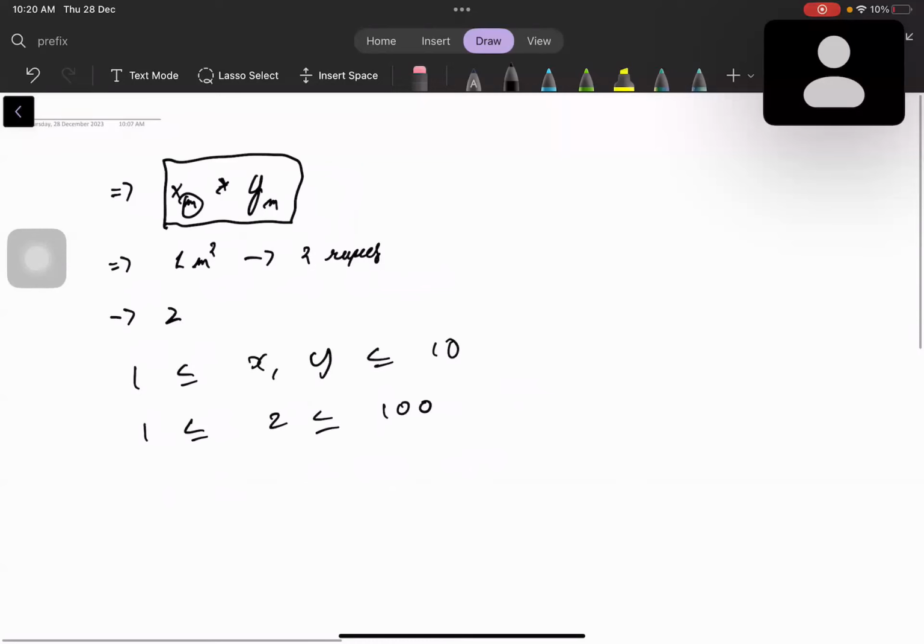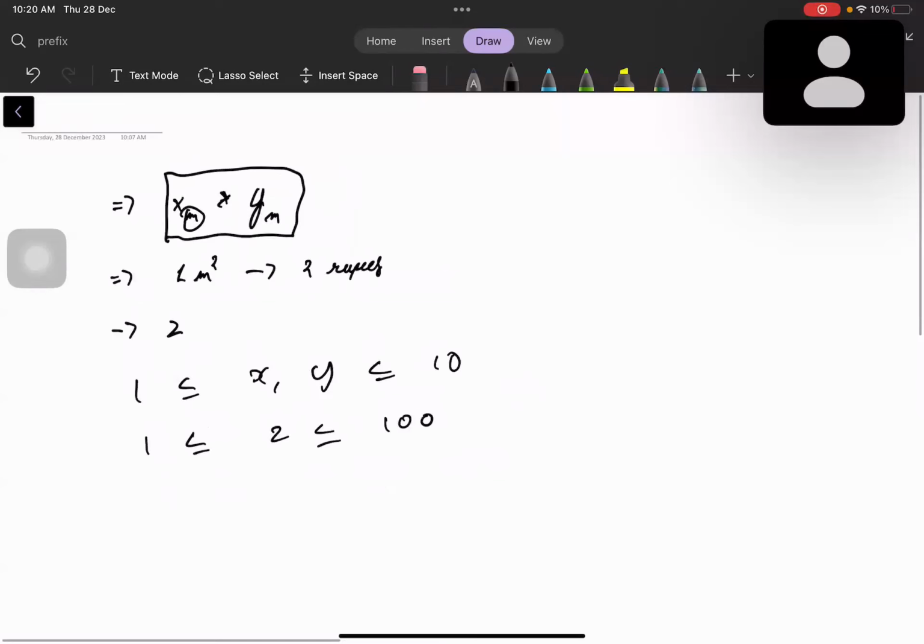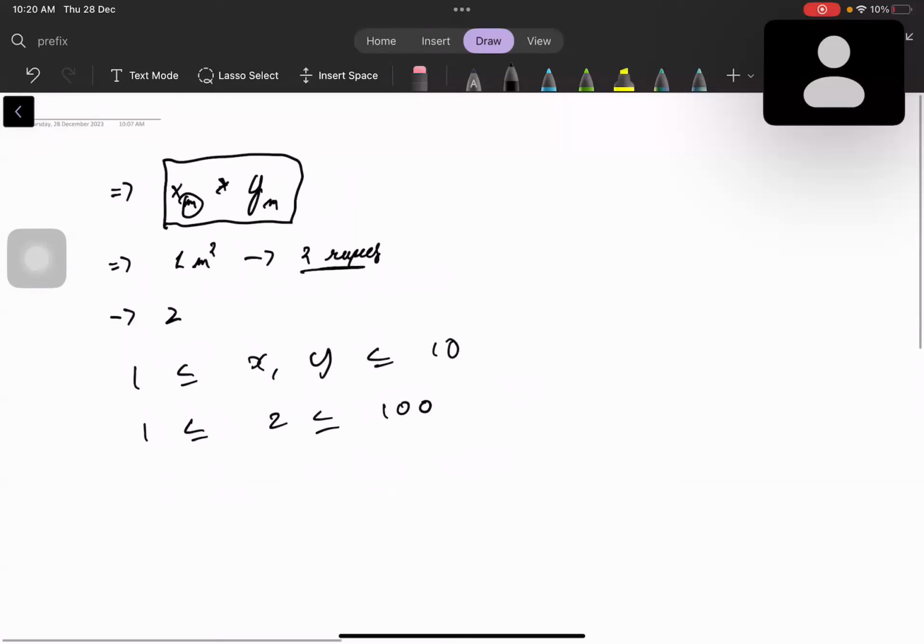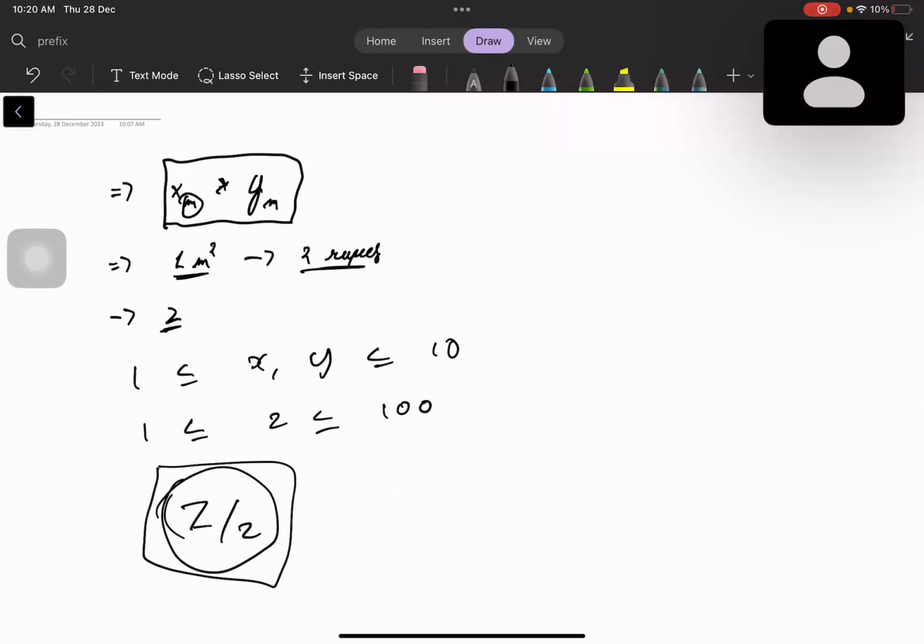All right. So now we are given that it takes us 2 rupees for 1 meter square, and we have Z rupees. So how many meter squares can we paint with Z rupees? It will basically just be Z by 2. That's simple. So this is the number of meter squares we can paint, and we need to find out how many walls we can paint at max.